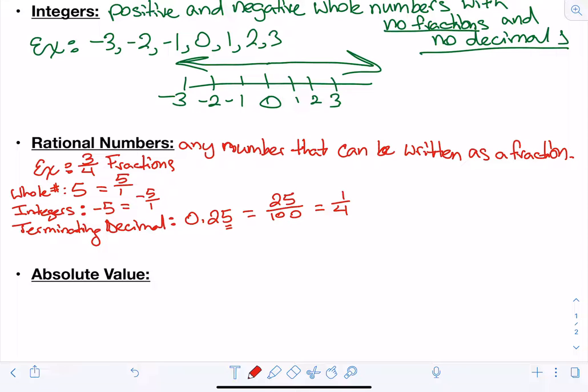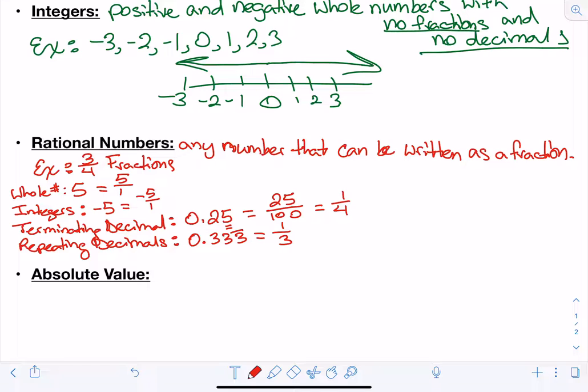Another type of rational numbers are repeating decimals. Now, repeating decimals are when the decimal doesn't terminate, but there's a pattern that repeats. So an example of that would be 0.333, and it just keeps going, right? Well, that can also be written as 1/3. So that's definitely a rational number.